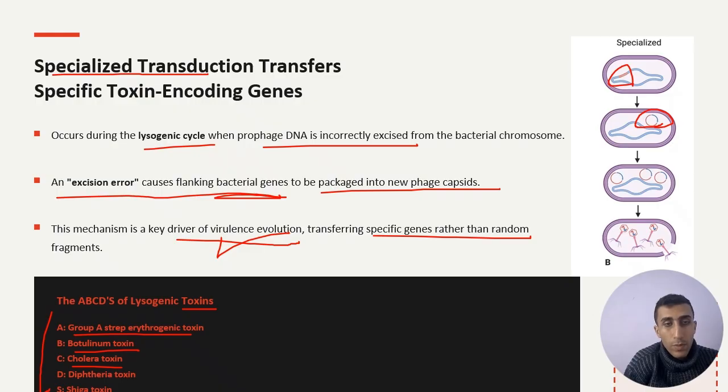way through something called specialized transduction, where there is an excision error and not only the phage genes are taken, but a flanking part of the bacterial genes is also excised incorrectly along with these phage genes. This is a way of virulence evolution for specific toxins such as group A strep erythrogenic toxin, botulinum, cholera, diphtheria, and the Shiga toxin.